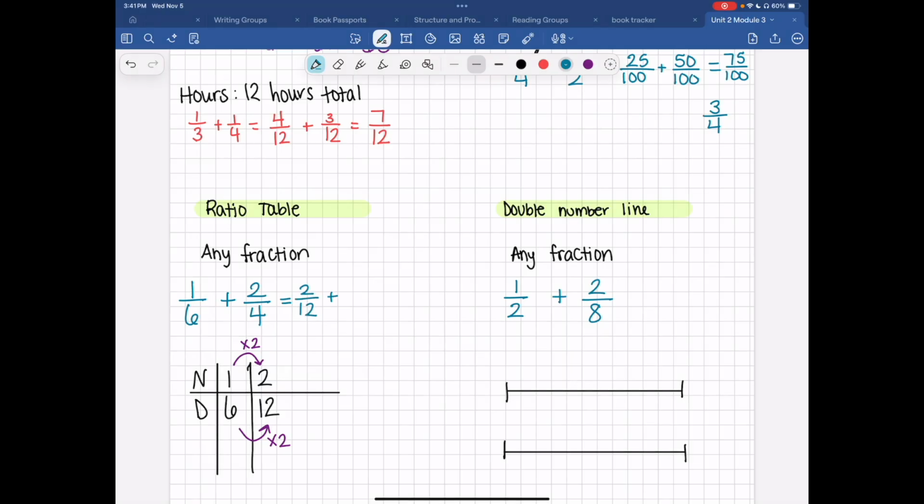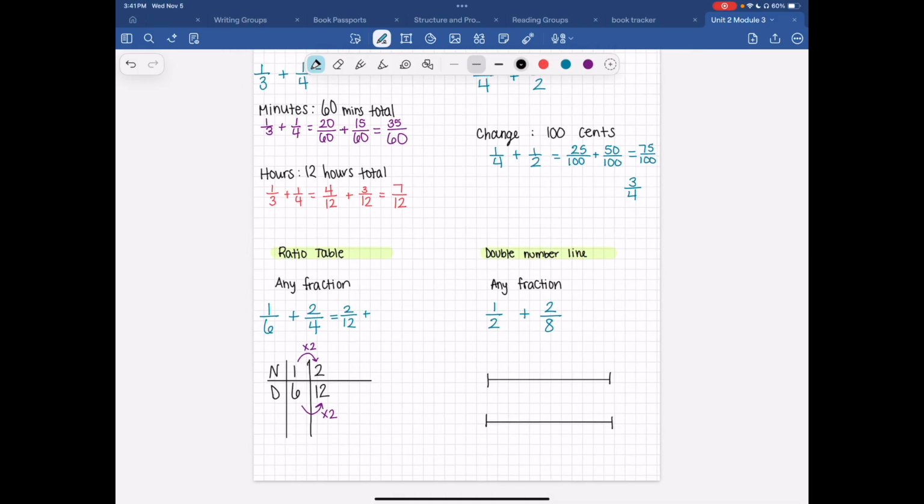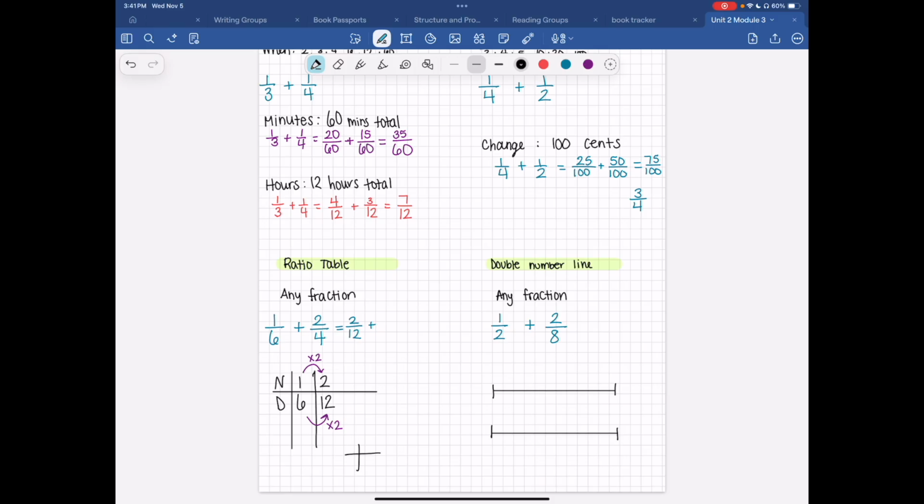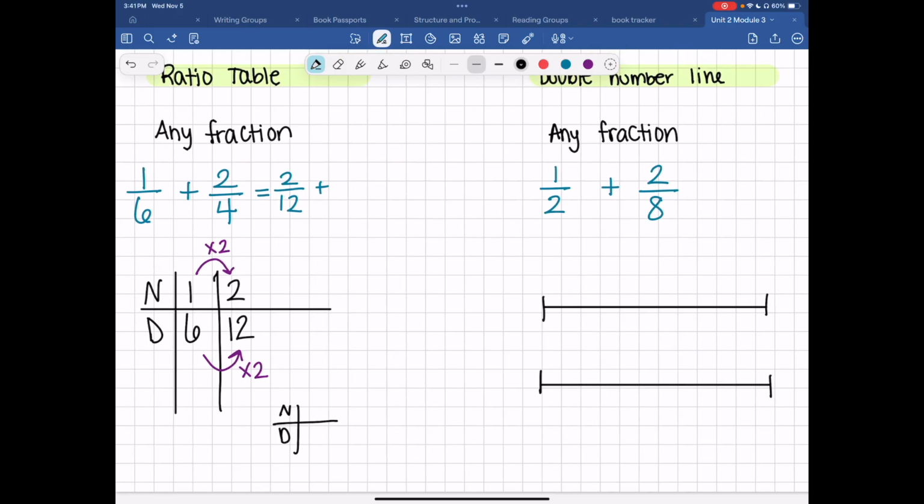Okay, now we need an equivalent fraction for 2/4. In my class, sometimes we have made another ratio table. Sometimes I've just put it on the same one. Whatever floats your boat in this case. For the sake of this video, I'm just going to make another one.